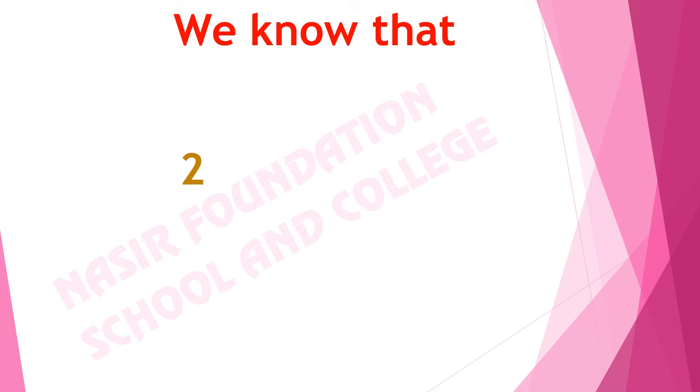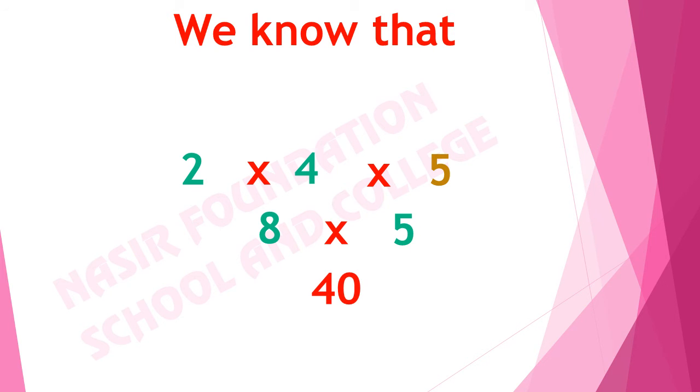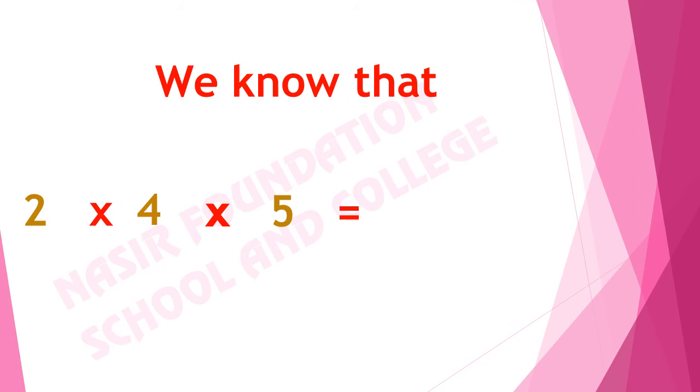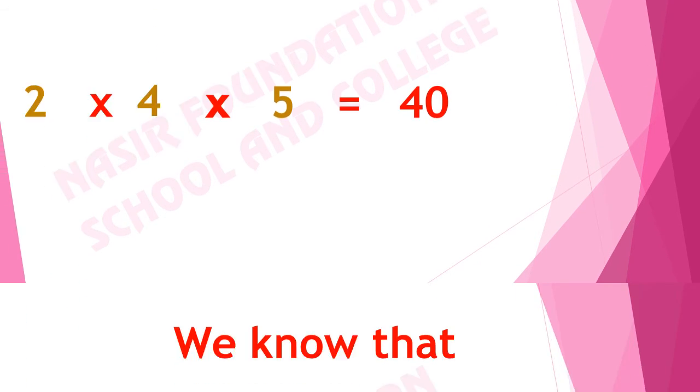Now we have 3 digits, 2, 4 and 5. In the first step 2 and 4 are multiplied. 2 into 4 we get 8. Then we will write the remaining digit as it is. Now we will multiply 8 and 5. 8 into 5 we get 40. We can say that 2 into 4 into 5 we get 40.